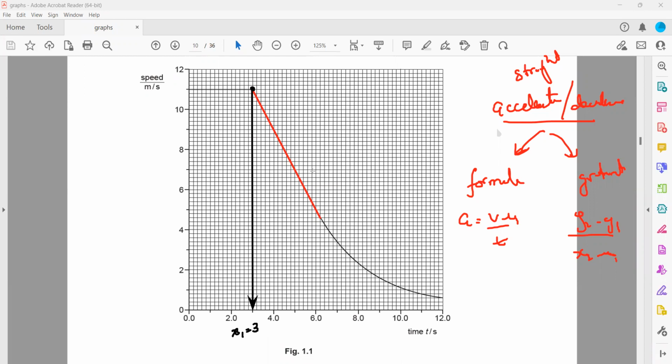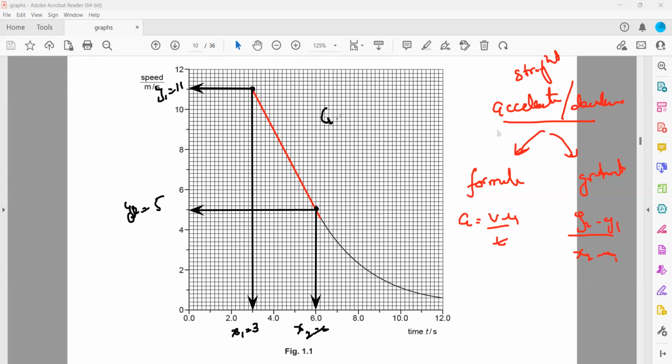The second point, you can take any 2 points, but we need for 6 seconds. So the second point, that is x2, which is 6. Then the first point on the y-axis is called y1. That is 11 here. And the second point on the y-axis is called y2, which is equal to 5.